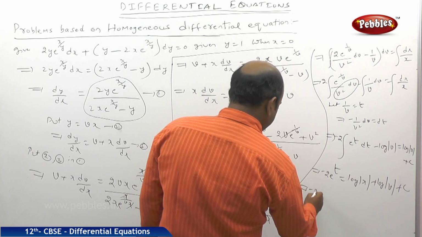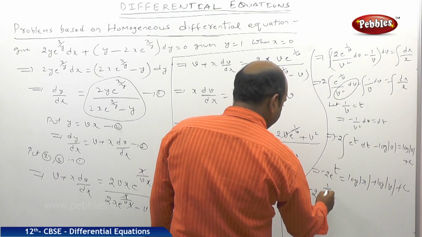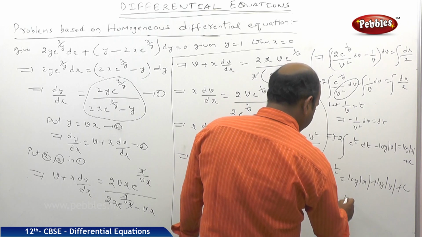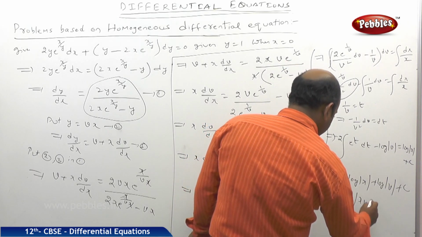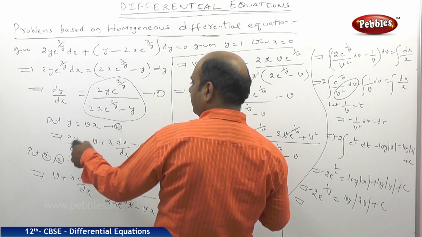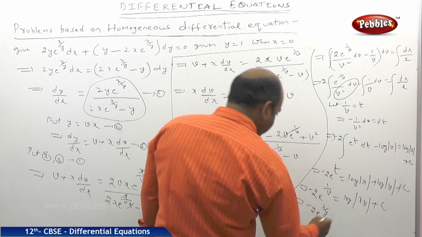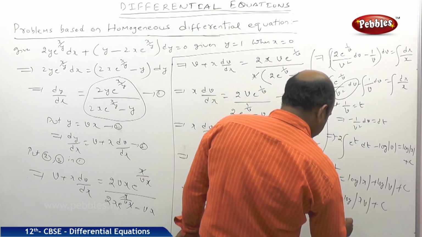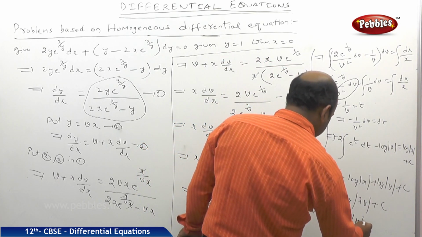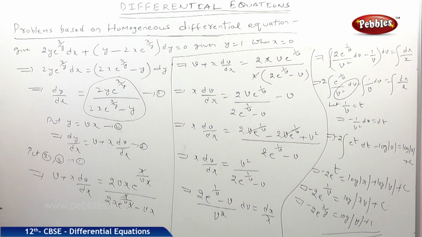Now what happens again? We need to write everything in place of t. In place of t, 1 by v: minus 2 into e power 1 by v is equal to log mod xv plus c. But v is nothing but y by x. So minus 2 into e power x by y is equal to log mod v, meaning y by x. So x cancels, log y plus c. This is our required general solution.